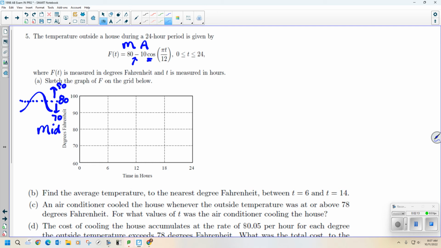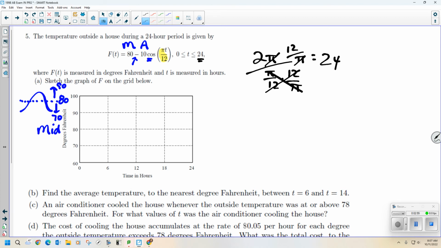And how long is this? What is the period? Well, I take whatever I'm multiplying my t by, pi divided by 12, and I take 2 pi and divide it by that. So 2 pi divided by pi over 12. Let's multiply by that reciprocal. What I do to the bottom, I also have to do to the top. 24. That's the length of one cycle. That should make sense because I only go to 24. I went through that rather quickly because that's a review from Algebra 2, guys.